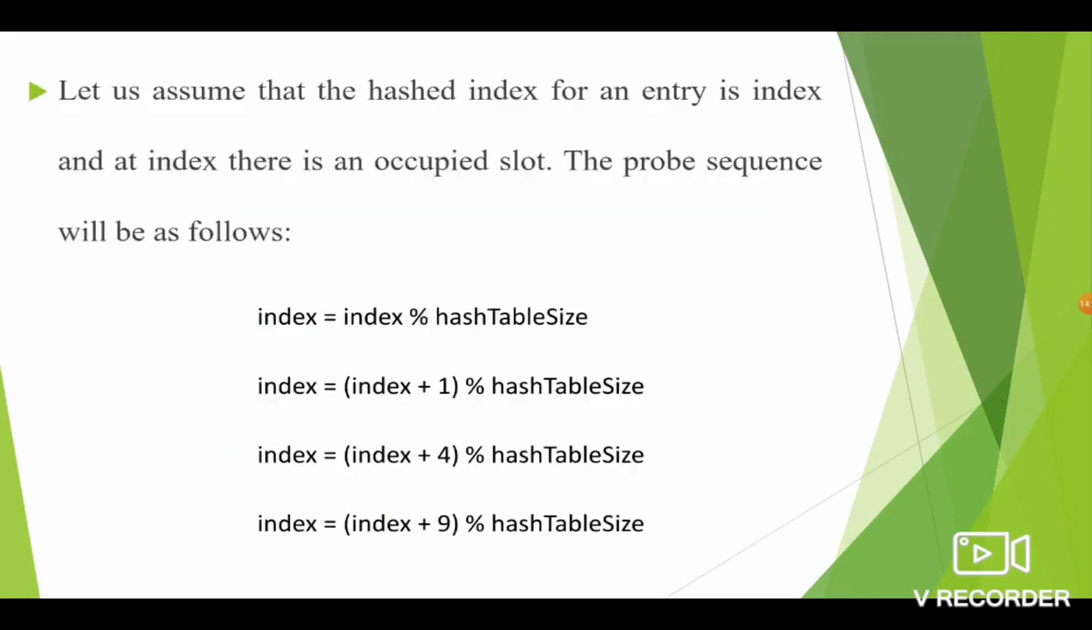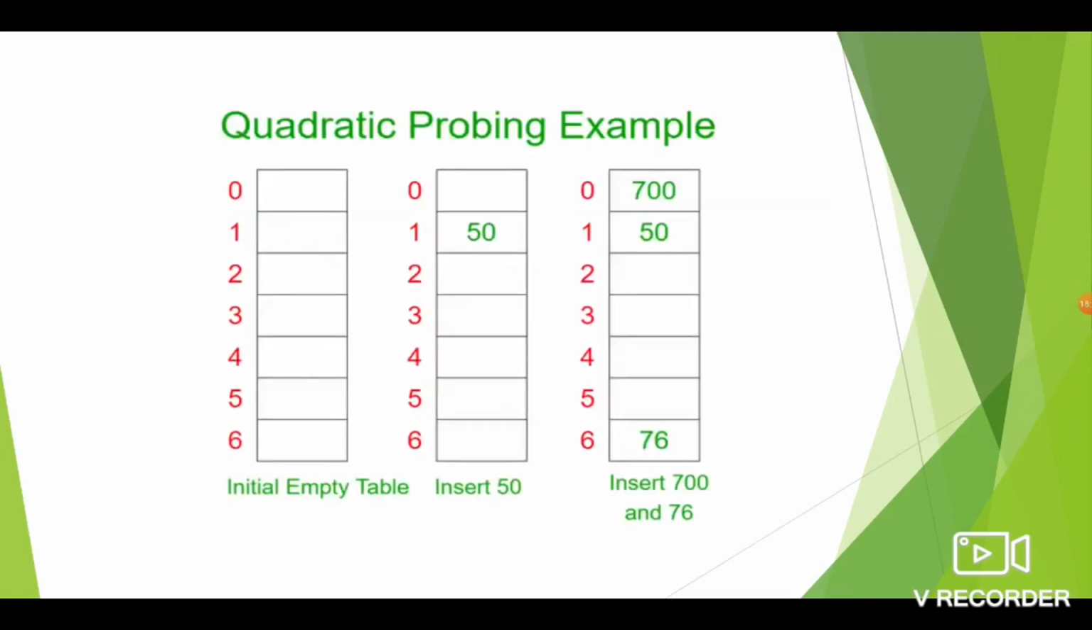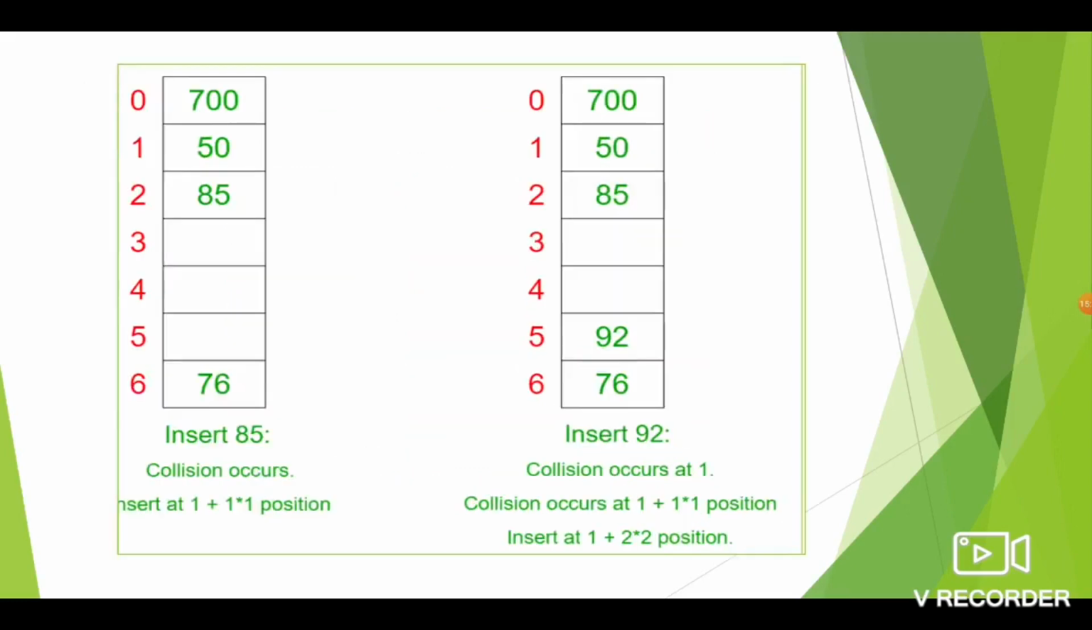So which location do I have to choose? Index plus 1 modulus hash table size. So that's why the element is stored in the second index. At the second index, I have stored the element 85.